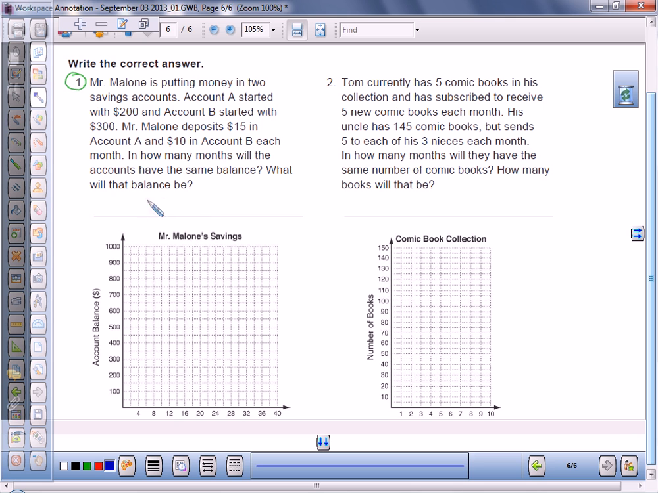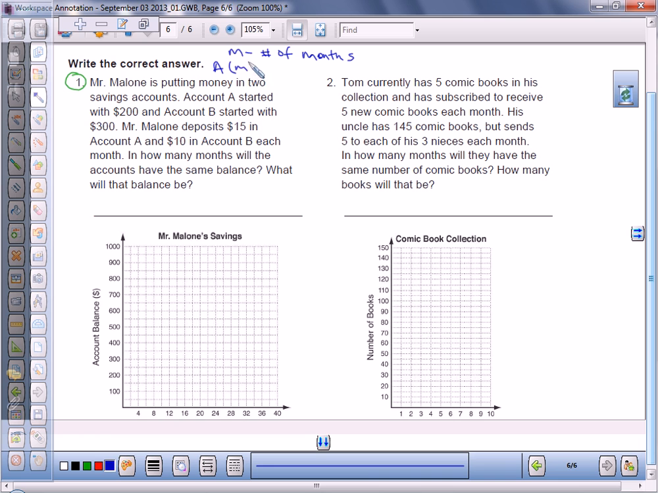Okay, so we have account A and account B, and what's our independent variable in this situation? Number of months. Okay, what variable would you like to use for that? I was going to say X, but you didn't say it first. Alright, so if we let M represent number of months, what's our dependent variable? The account balance, so the total amount after M months?